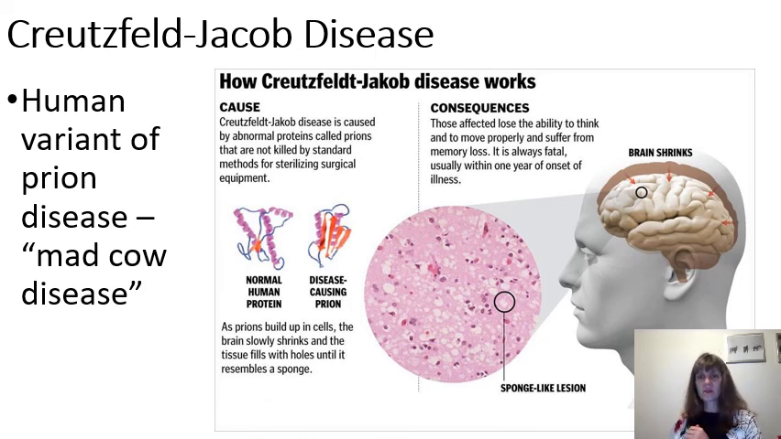With Creutzfeldt-Jakob disease, the people who are affected by that lose the ability to think, move properly and suffer from memory loss. And you can see the representation on the picture on the right here of the brain shrinking. This disease is always fatal and usually causes fatality within a year of onset of illness.